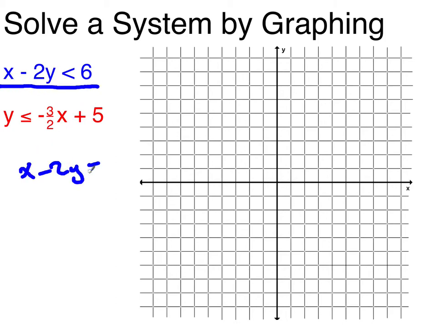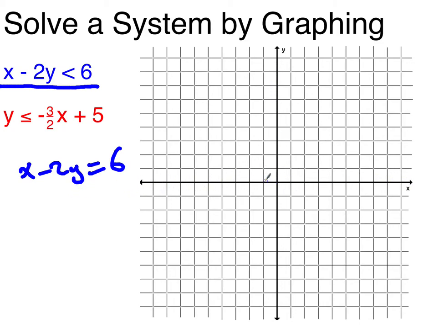X minus 2y is less than 6. I'm going to graph this line, and then we're going to shade one side of it, and that will give us the inequality. So x minus 2y equals 6. It's in standard form, so we're going to find the x and y intercepts. Let's find the x-intercept first.